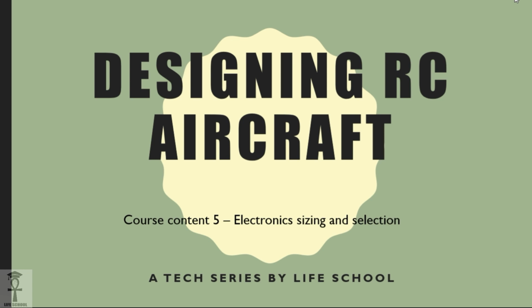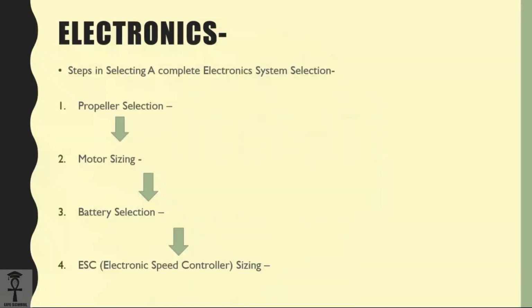So first I need to elaborate these terms, electronic sizing and selection. Some of the things we first need to size, like we need to select the size and the specification, and that's how we are going to size and select the components. So let's understand first the flow of selection and then go deep into the topic.